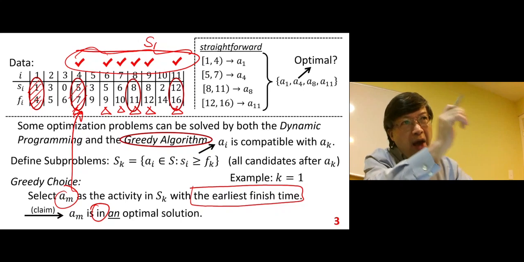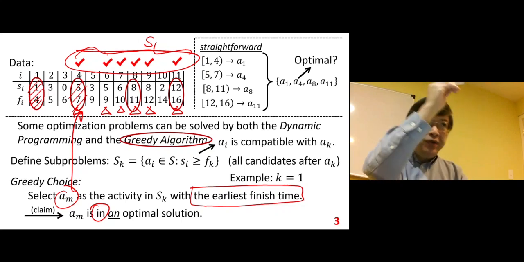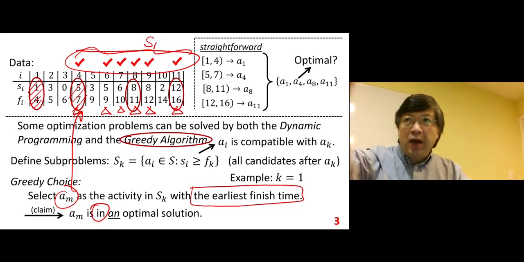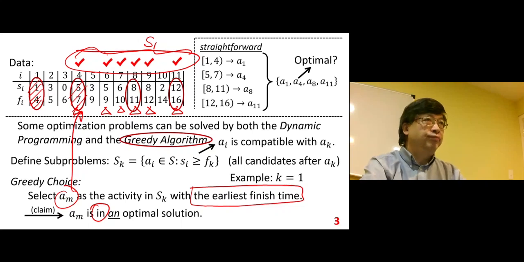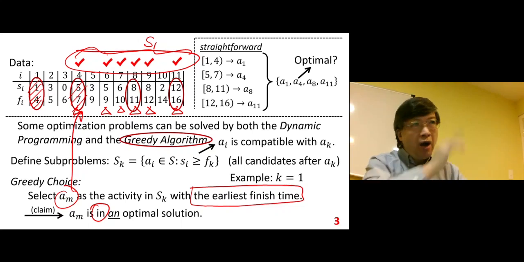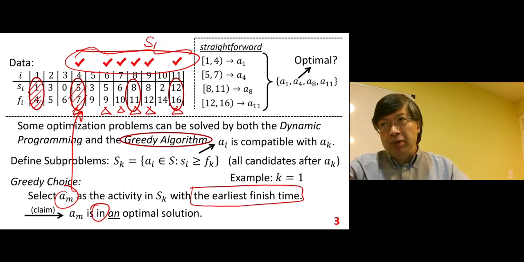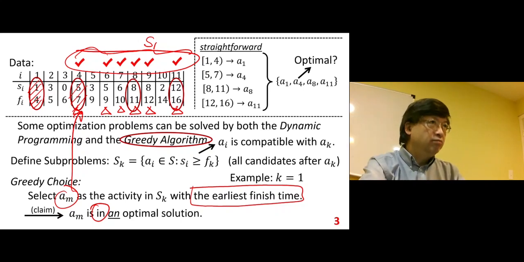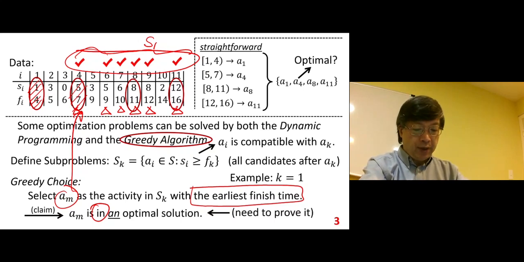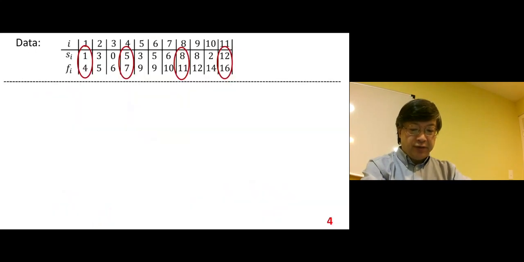So if you select AM, you are on your way to an optimal solution. You won't miss. You are on your way to get an optimal solution. So that's the property we want to show. How to prove it? Next slide. Let's prove it.